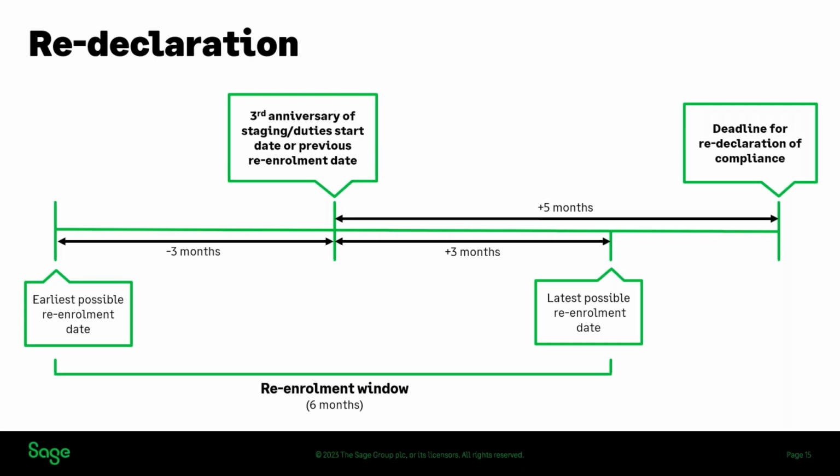The deadline for the redeclaration ignores that window altogether and simply goes off that 3rd anniversary of your staging and duty start date, or of course your previous re-enrollment date. Meaning you will always have 5 months from that date, whether it be 2 months from the latest possible re-enrollment date, or of course 8 months from your earliest possible re-enrollment date. Okay, so do keep that one in mind, because if you do go for the latest, you will only have those 2 months. So yes, that's just a quick reminder of the timeline.